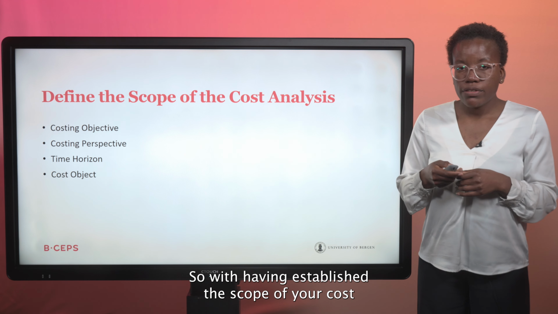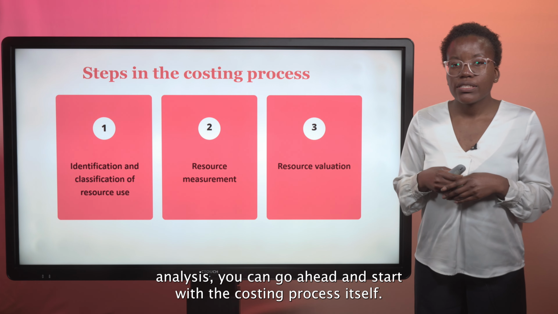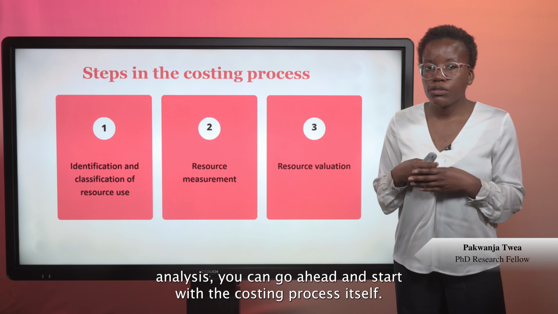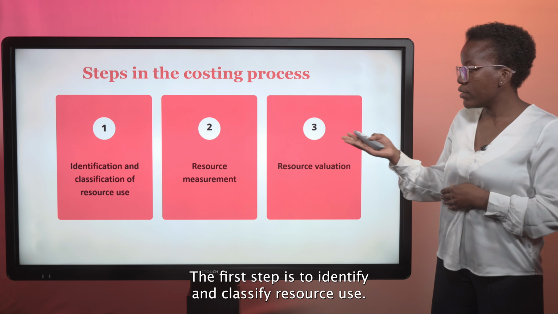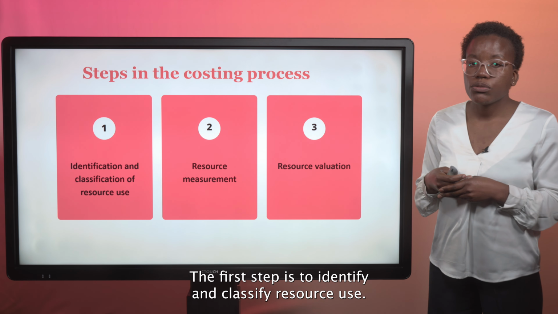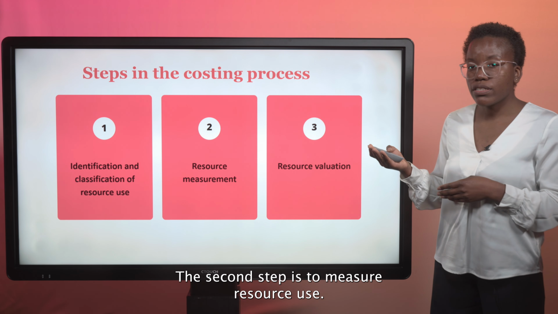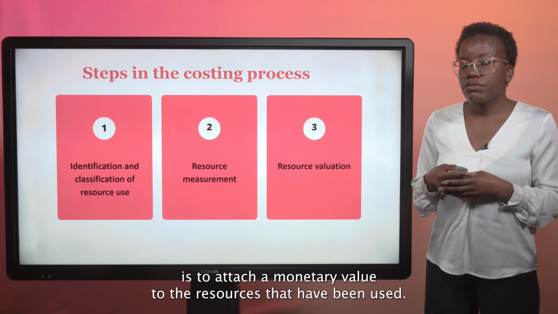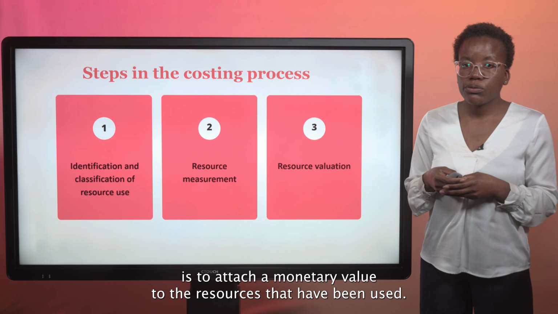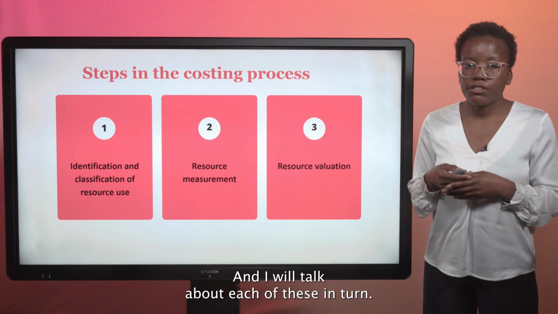So with having established the scope of your cost analysis, you can go ahead and start with the costing process itself. So the costing process will have 3 steps. The first step is to identify and classify resource use. The second step is to measure resource use. And the final step is to attach a monetary value to the resources that have been used. And I will talk about each of these in turn.